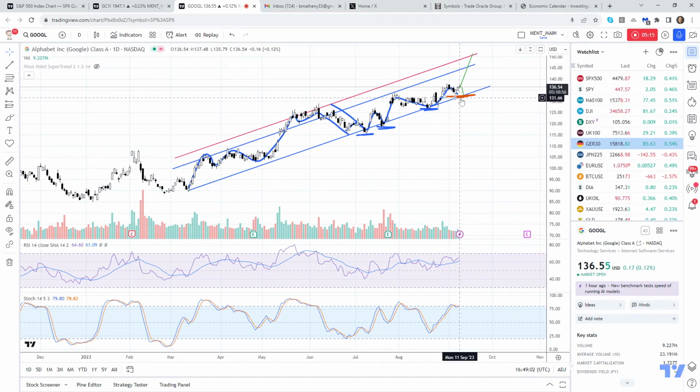This is basically our support. We cannot get below this. If we do, the buy trigger is negated. Now, these higher highs, higher lows are very important.